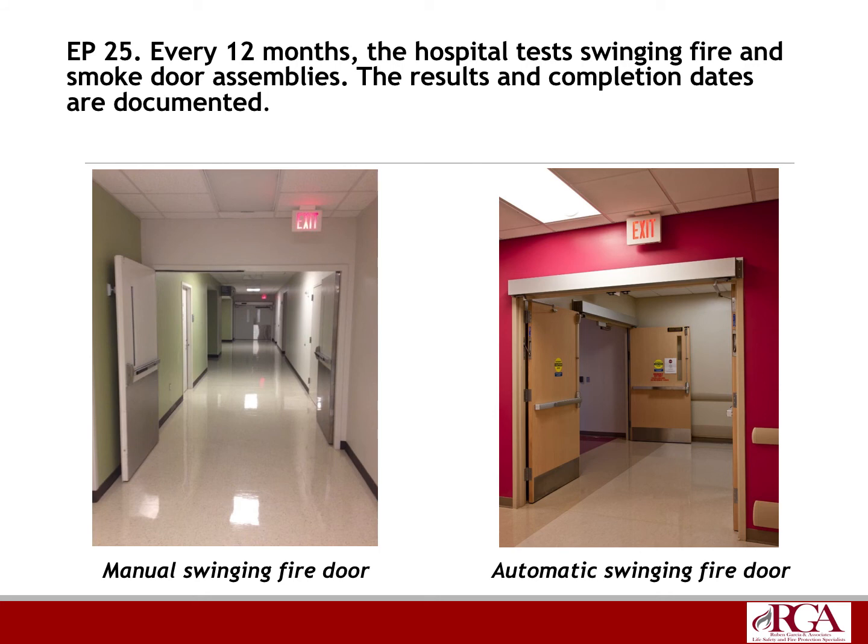EP25, this is a big game changer. Every 12 months, the hospital tests swinging, fire, and smoke door assemblies. The results and completion dates are documented. So a couple years ago, when the adoption of the 2012 edition went into effect, July 5th, 2016, this came into play where you had to have formal documentation at least once a year where all your sliding fire and smoke doors are inspected and tested once a year.